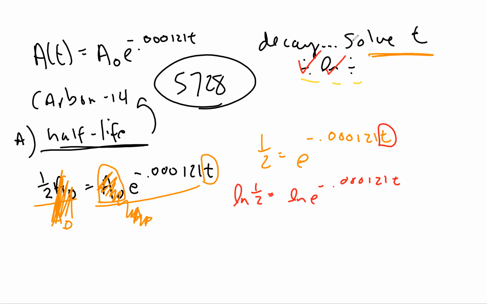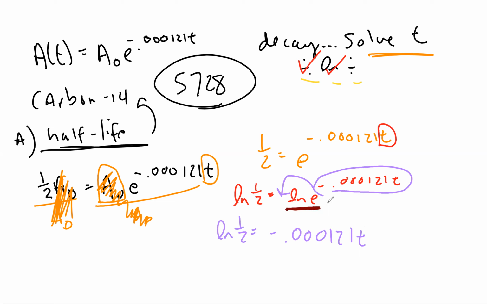The whole purpose of doing the ln is so that I can bring all of this out front like a normal number. So we're going to have the ln of 1/2 equals negative 0.000121 t, and that's a normal number, so to speak. Quick question. The other day we talked about what happens when we take the ln of e. Isn't that just equal to the number 1? Yeah. So we don't even need that 1 there. And on this side, there's nothing else going on. It's just a normal number, negative 0.000121 t.